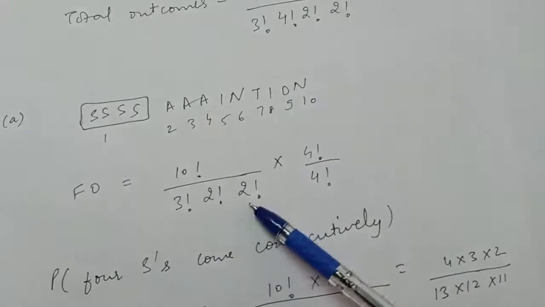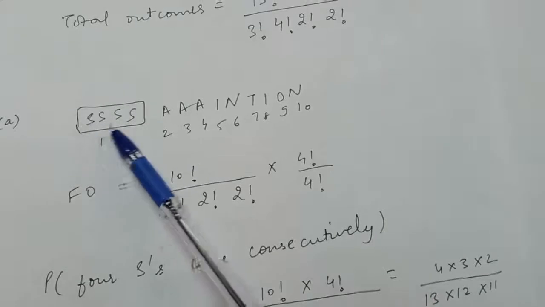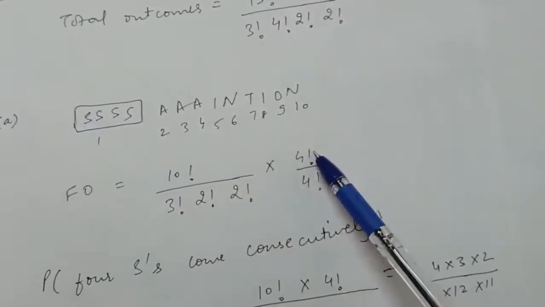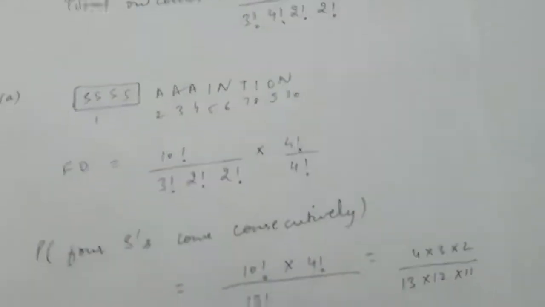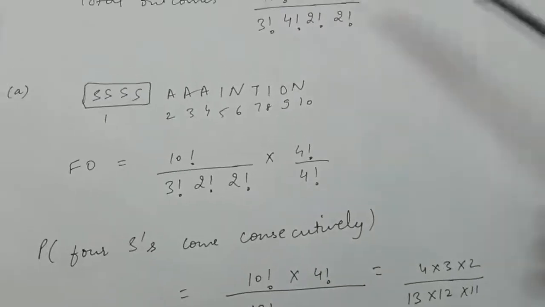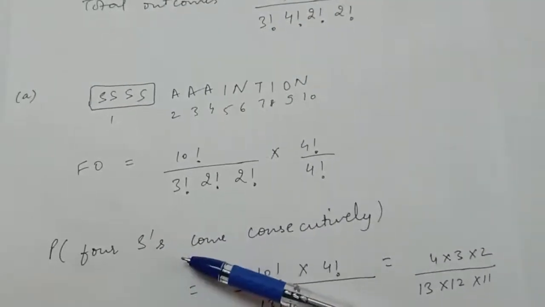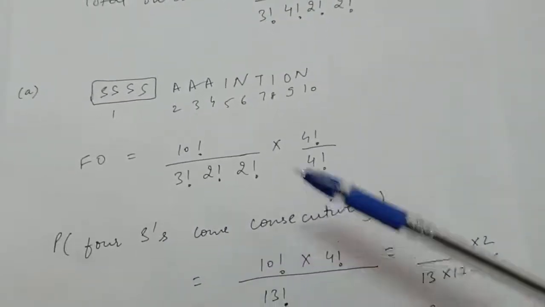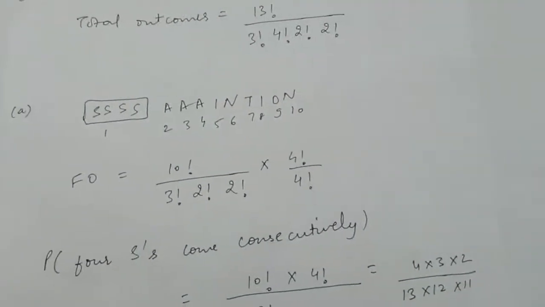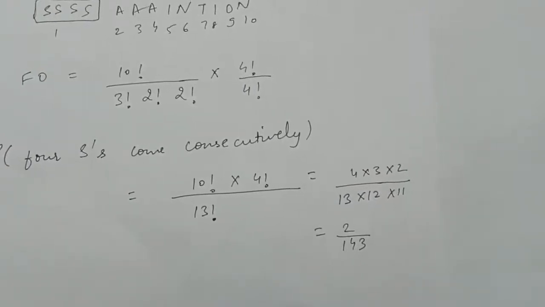2 times, right? Into, now see, this letter which we considered as 1 actually contains 4 letters which can be arranged in 4 factorial ways, but because S is repeating 4 times, we have to divide it also by 4 factorial, right? So these are the total outcomes, these are the favorable outcomes. So the probability that the 4 S's come consecutively will be favorable outcomes upon total outcomes. When you divide favorable by the total outcomes, you will get the answer as 2 upon 143.